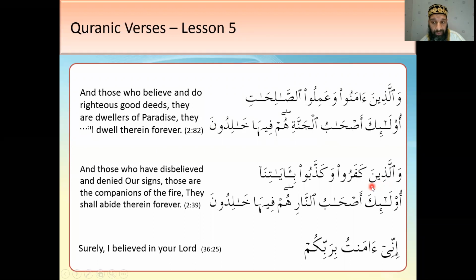وَالَّذِينَ, and those. Kafaru, who disbelieved. Over here the translation has kept it in the past. Some translations might say those who disbelieve. But those who have disbelieved.